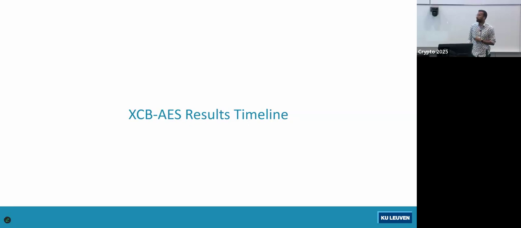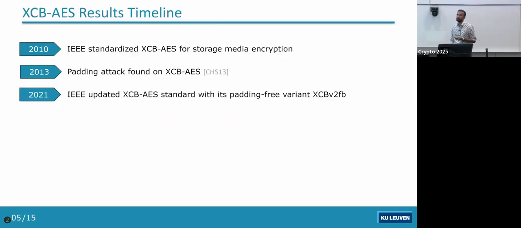Before I describe the attack, let's have a look at the timeline. XCB AES, as I mentioned, was standardized in 2010. Later, in 2013, a padding attack was found on XCB AES, which showed that XCB AES with padded messages is not secure. So in 2021, IEEE revised the standard and kept XCB AES as part of the standard, but said that it should not be used with padded messages, so basically only for messages of full block length.